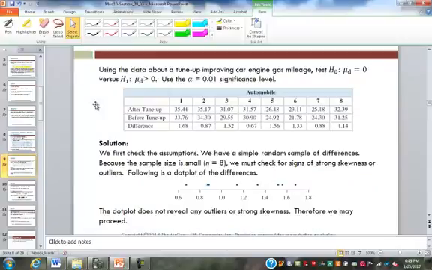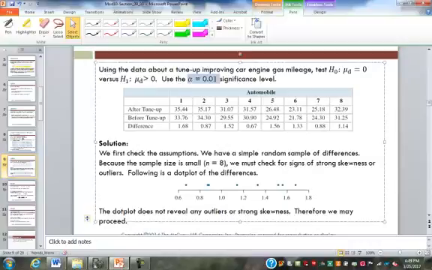So using this data here about improving our gas mileage in the cars, they selected an alpha of 0.01, so a 0.01 significance level. We first check the assumptions. We do have random samples. Now, since the sample size is smaller than 30, we need to know that the population is approximately normally distributed. Again, we check this for skewness.